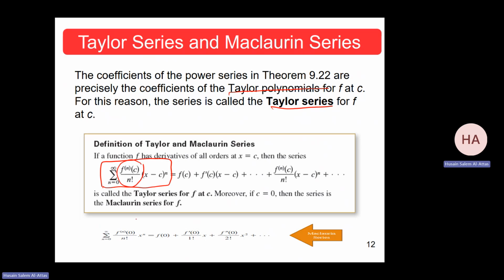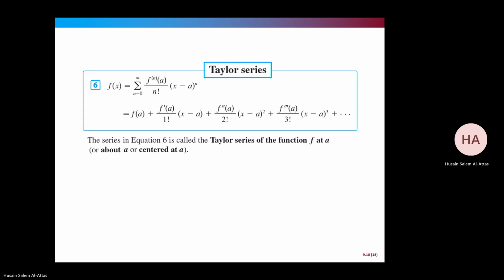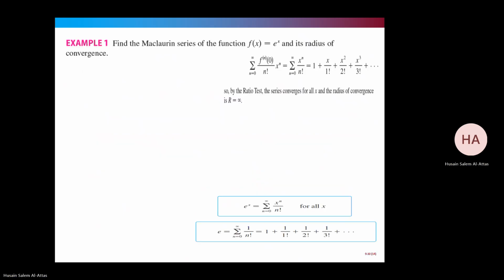For Maclaurin, I will just change the c to 0. So it will be this one. In other words, this is the Taylor series of the function f at a, centered at a, or about a. For Maclaurin, I make a equal what? 0. So I have this one, which is the same as the polynomial, but where n goes to infinity.